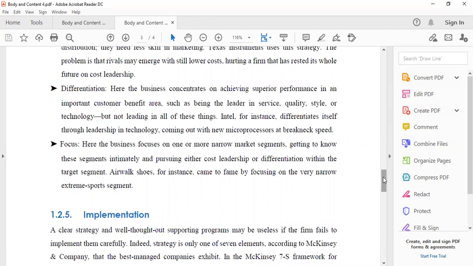Third is a focus strategy, or what we call the market niche. The focus strategy focuses on trying to satisfy one or more narrow market segments, getting to know these segments very well, and then targeting them and giving them products that satisfy them in a more unique way.